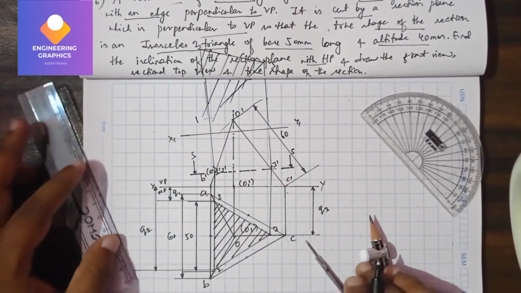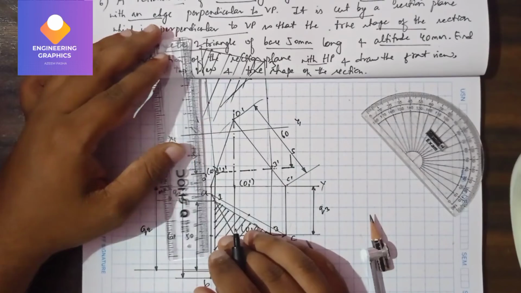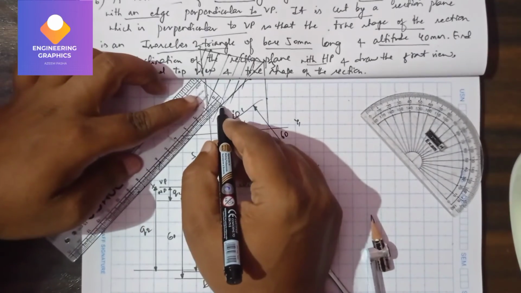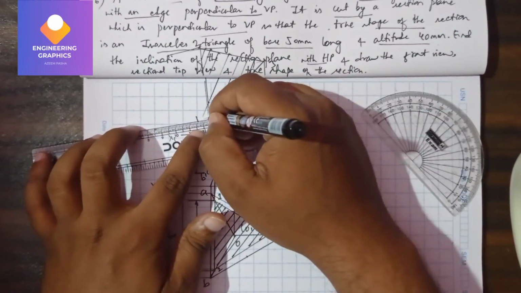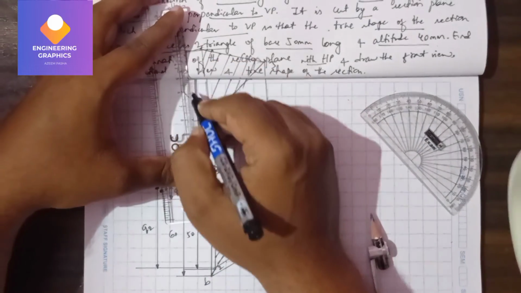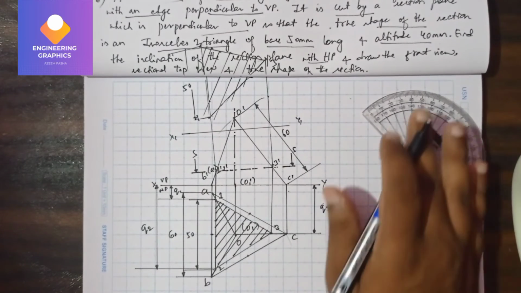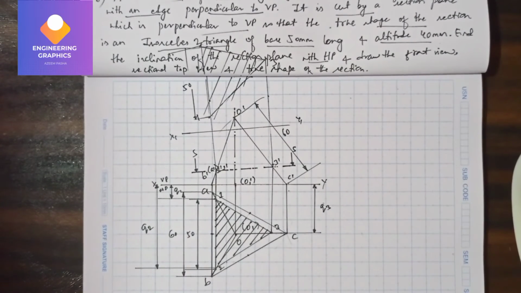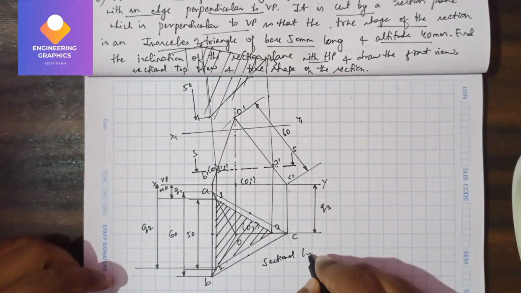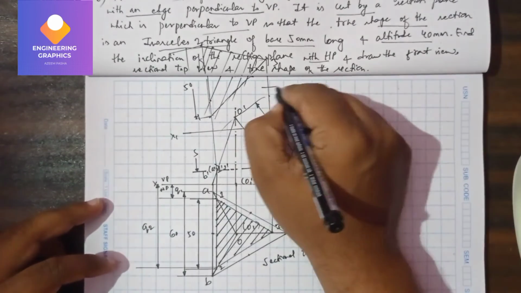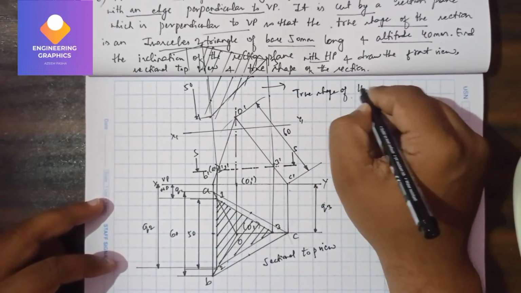So that completes it. If we just measure the distance, it is exactly having a length of 50. So this is how we have completed the problem. And this is the sectional top view. This is the true shape of the section.